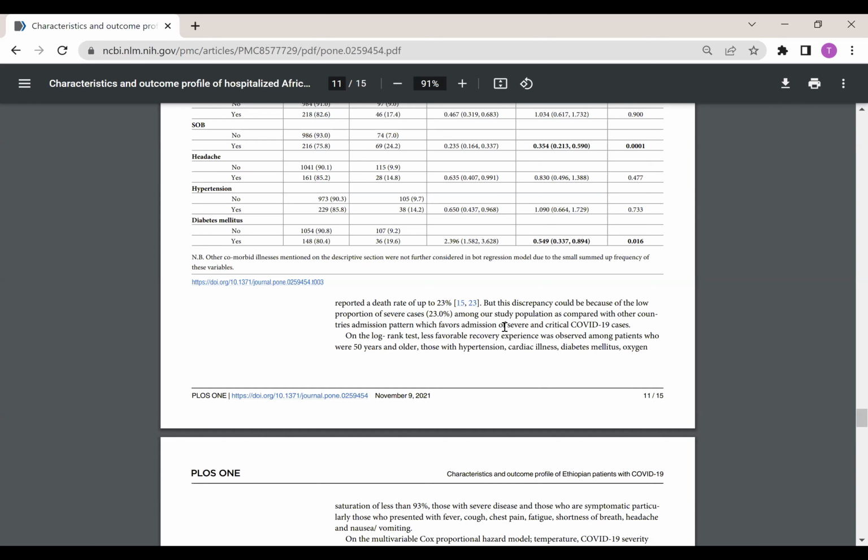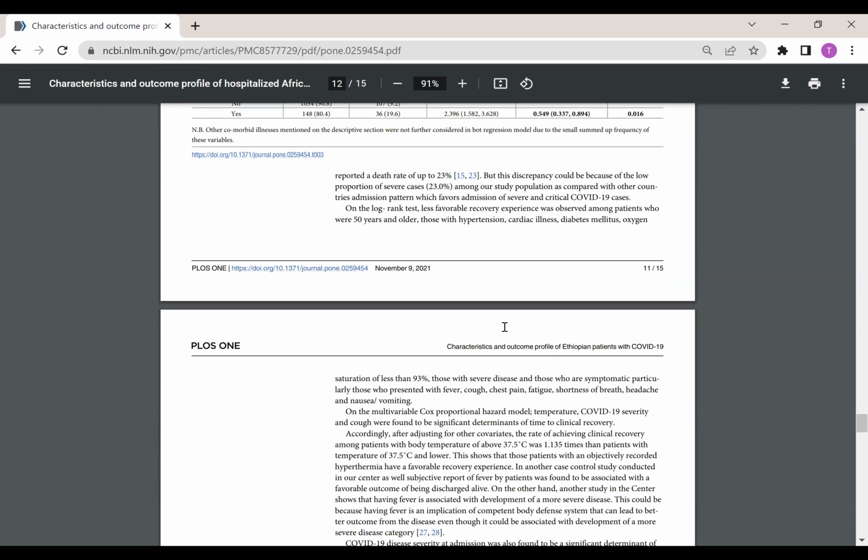So if you consider that, we can say that even the death rate in our setup is higher, considering that the study population was relatively healthier. So the characteristics of the study population is relevant in contextualizing our finding while we compare it with other studies.